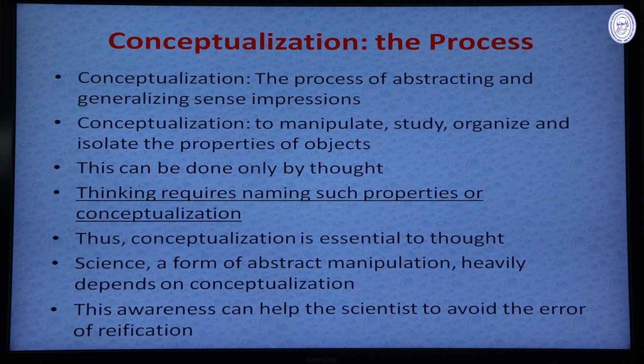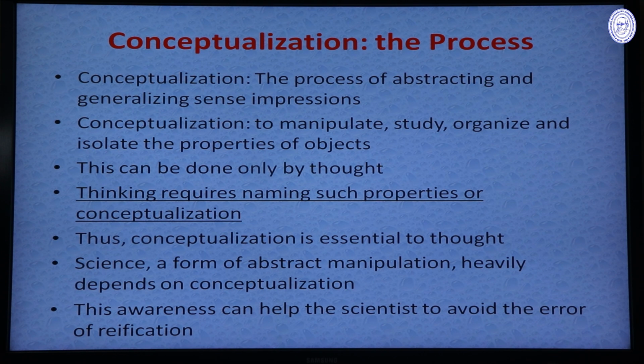Now science is also a form of abstract manipulation. It also heavily depends on conceptualization. Science, any sort of science, maybe social science, natural science, physical science, whatever, science as such is a form of abstract manipulation. It heavily depends on conceptualization. Science deals with so many concepts. Without concepts, we cannot engage in science. So any sort of science depends on the process of conceptualization. This awareness can help the scientist to avoid the error of reification.